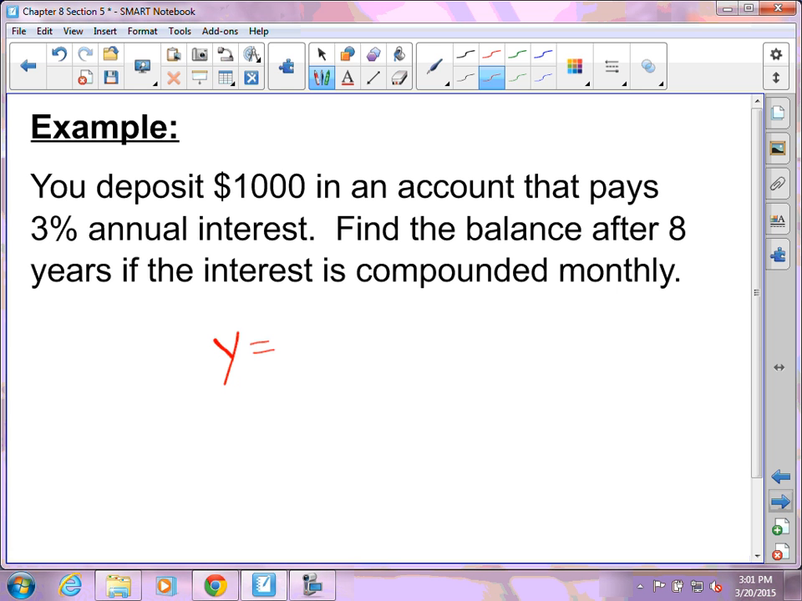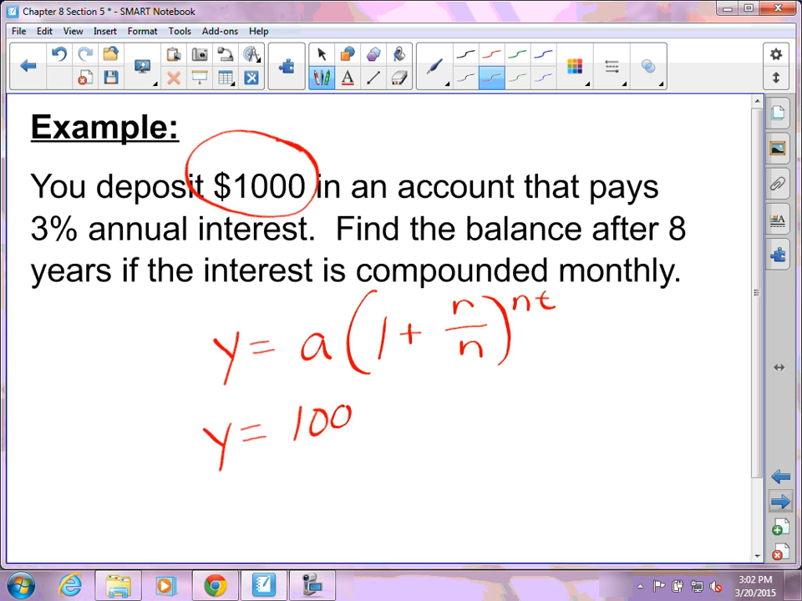We're going to go y equals, and my A, again, that's what I deposit. So what did I deposit? Well, I deposited $1,000. Parentheses 1 plus. All right, now I got to take a look at the interest rate. So I'm going to take a look at 3%. Right here, 3%. So I'm going to put that as a decimal, 0.03 over, right? Now notice that it's compounded not yearly, but monthly. And remember, when we see monthly, how many months are there in a year? There are 12. So I'm going to put 12 parentheses.